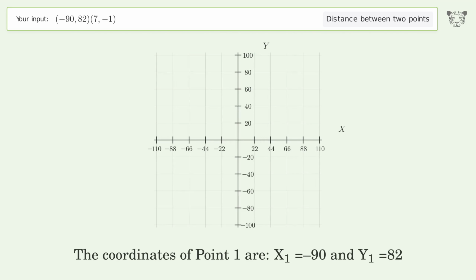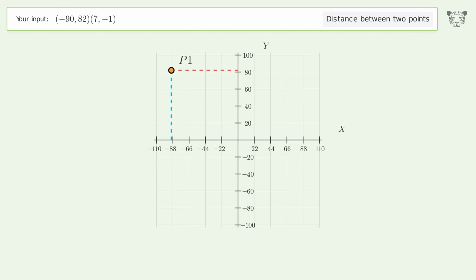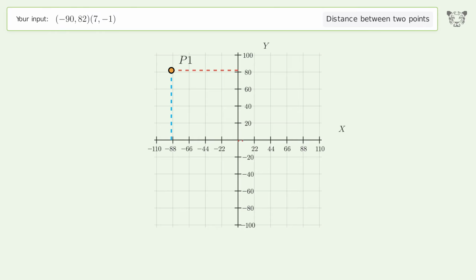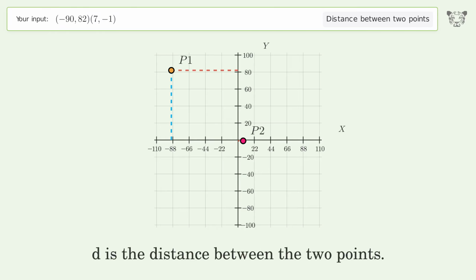The coordinates of point 1 are x1 equals -90 and y1 equals 82. The coordinates of point 2 are x2 equals 7 and y2 equals -1. D is the distance between the 2 points.